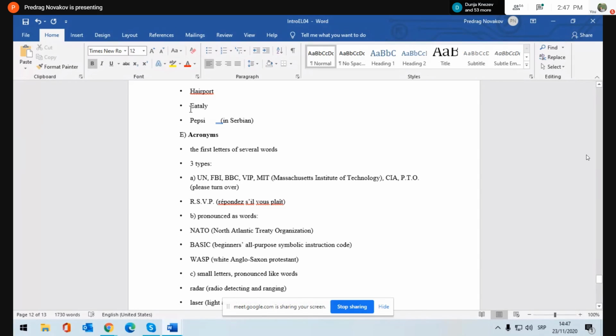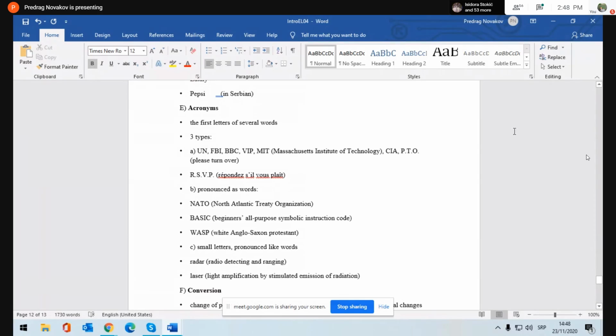Okay, how about Italy? But written like AEA. This is a kind of a shop, kind of a restaurant, okay, which means eat Italy. This is Italian restaurant or Italian food, okay? This is a chain of shops or restaurants, okay? And finally, the last one I have here is Pepsi. This is what I heard a couple of years ago from the students, okay? This is in Serbian. This is not a word used in English, okay?